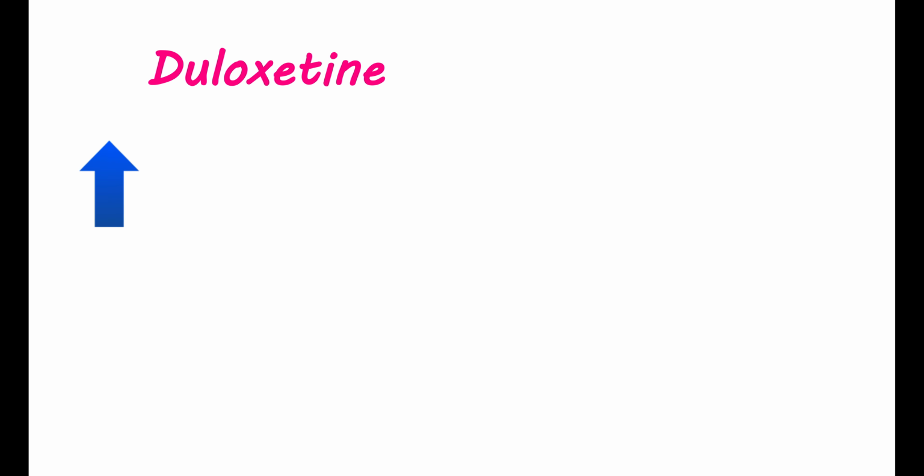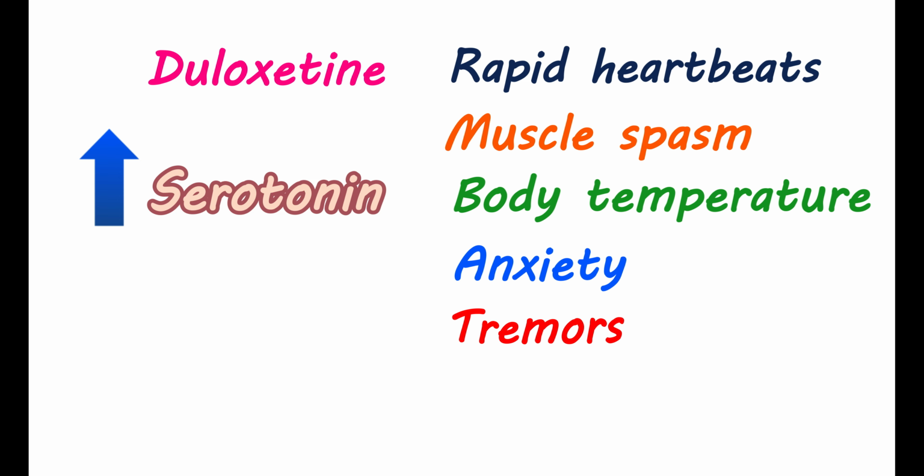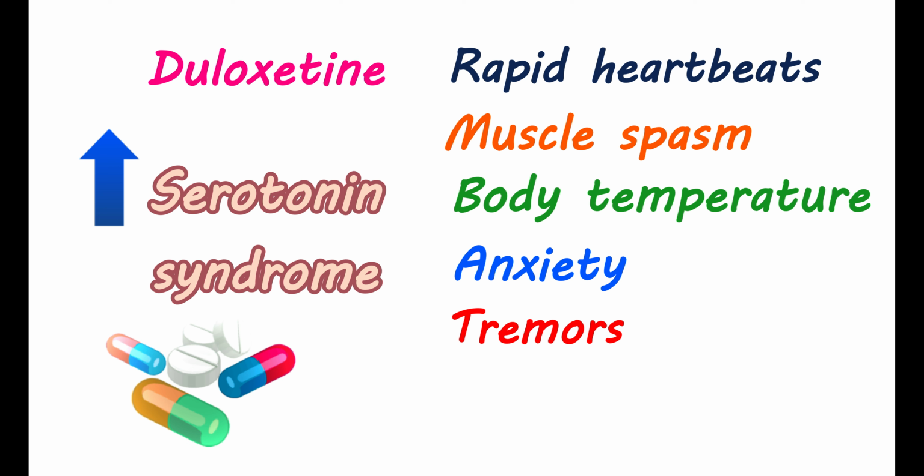Serotonin syndrome. Duloxetine can elevate the levels of serotonin in your brain. When their levels are excessively elevated, they can induce a few symptoms like rapid heartbeats, muscle spasm, elevated body temperature, anxiety, sweating, and tremors. They are collectively called serotonin syndrome and mainly precipitated when duloxetine is combined with a few other medications that increase serotonin levels. For example, antipsychotics, serotonin precursors, and triptans may precipitate the syndrome when they are combined with duloxetine.